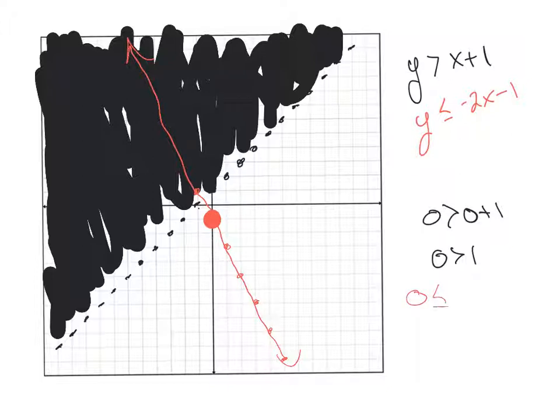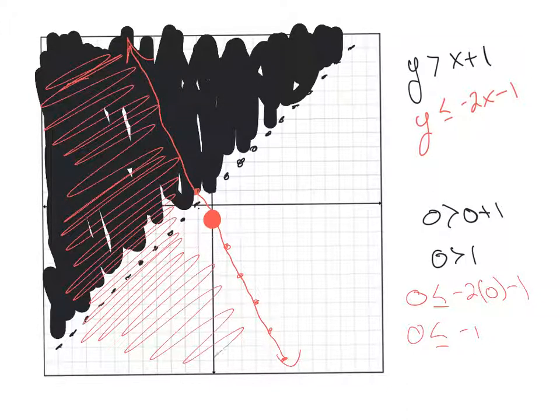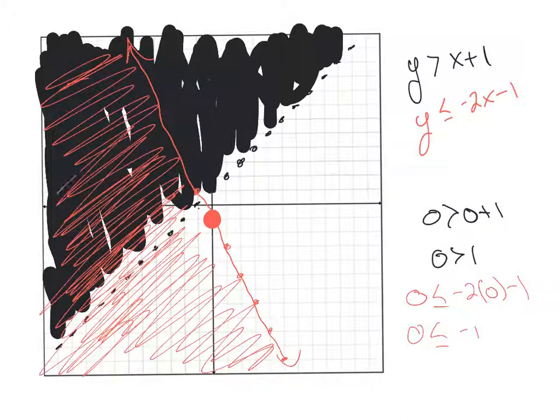Is 0 less than or equal to negative 2 times 0 minus 1? Meaning is 0 less than or equal to negative 1? It's not. So we're actually going to be shading over here again. Okay. So notice we have three regions going on here.